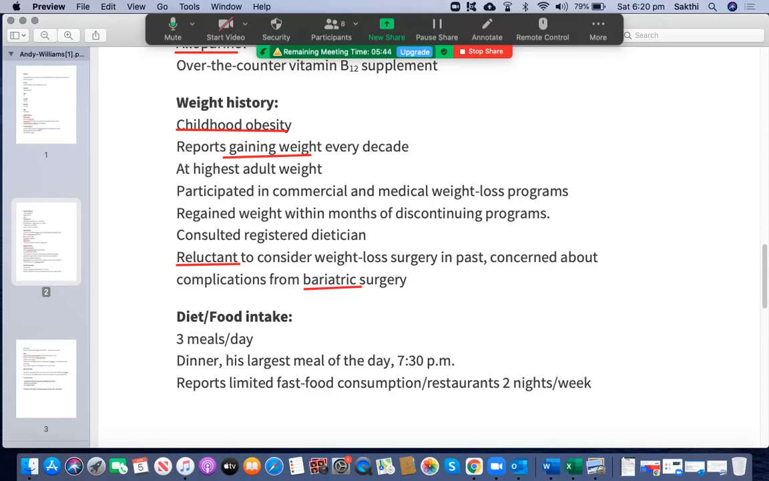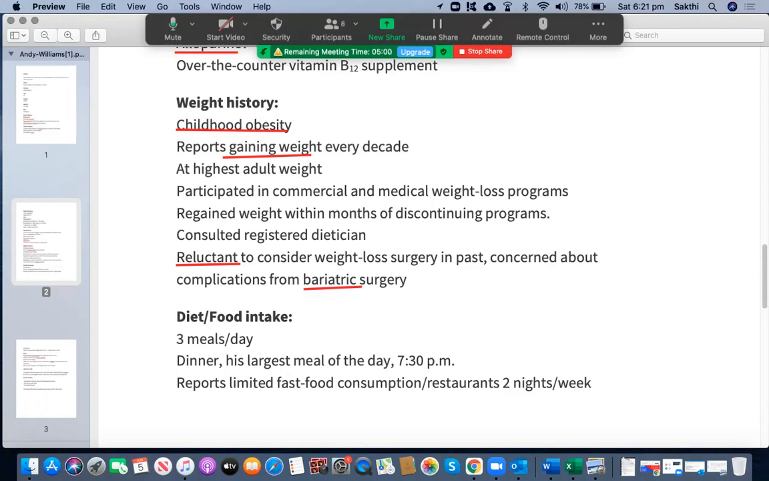Oh my God, these things are important, and you didn't include them at all. These things are very important. So what you could have done is you could have mentioned like this. Okay, he has been obese since his childhood and has been consistently gaining weight. Yes. Okay, at highest adult weight. So when he was an adult, he got the highest weight. Okay, participant. You need to include that as well.